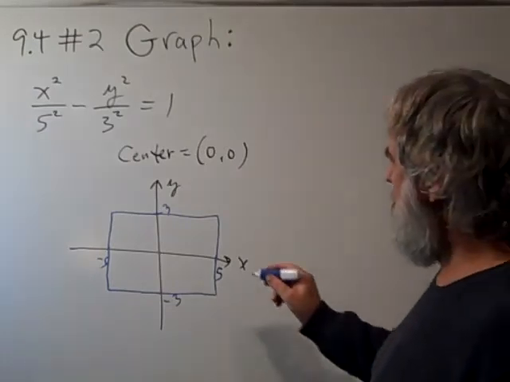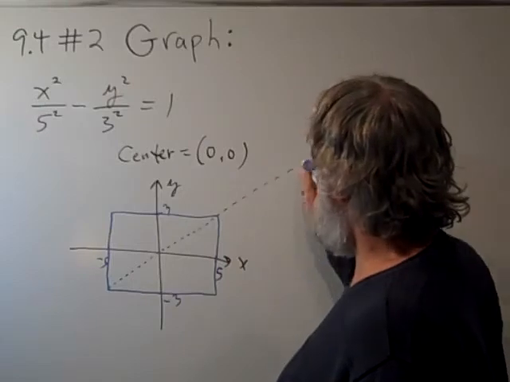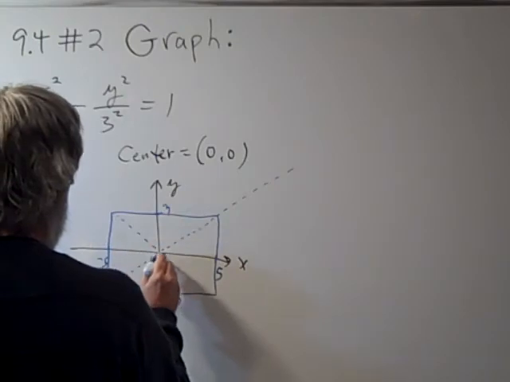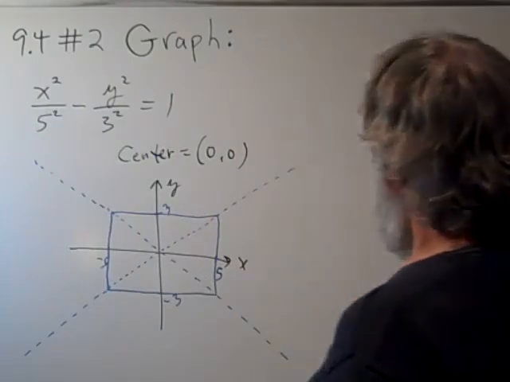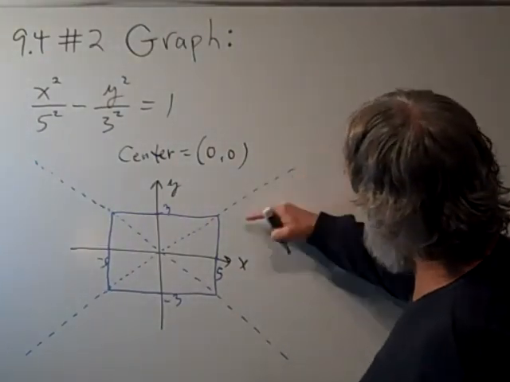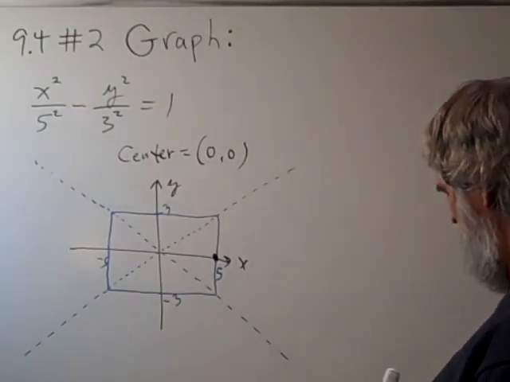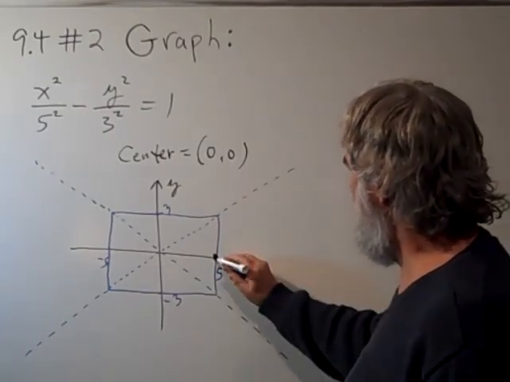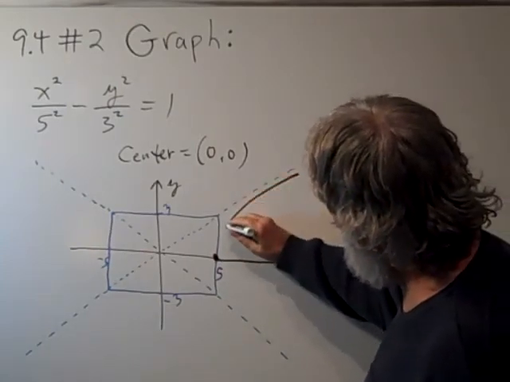Now you draw in the diagonals of this box. These diagonal lines are the guidelines for the graph of your hyperbola. And now we can graph in our hyperbola. The hyperbola asymptotically approaches these diagonal lines and cuts through the x-axis as an x-intercept at 5. Let me bring the x-axis out a little further here. And our hyperbola looks like this.